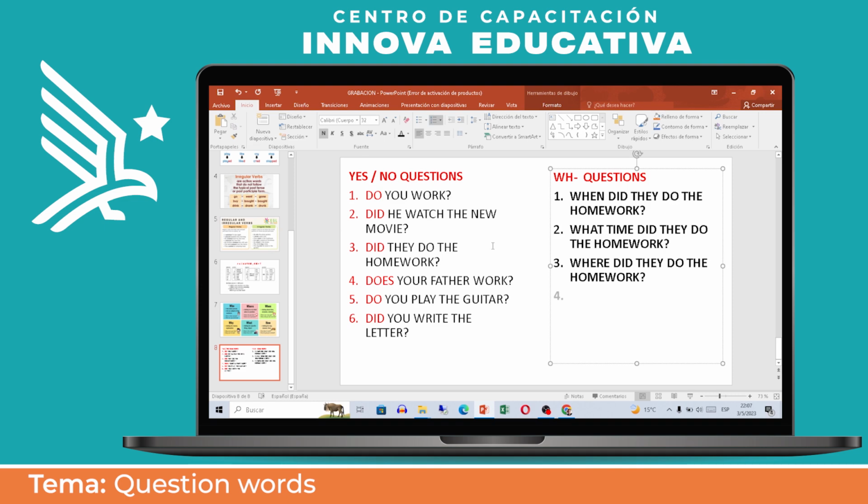For example, did they do the homework? ¿Ellos hicieron el deber? Yes, they did. Question number 1. I'm working question by question. Did they do the homework? The answer is positive. Yes, they did. My next question is, when did they do the homework? Or if I want to answer the question, si yo quiero responder a la pregunta, it's simple. They did the homework.